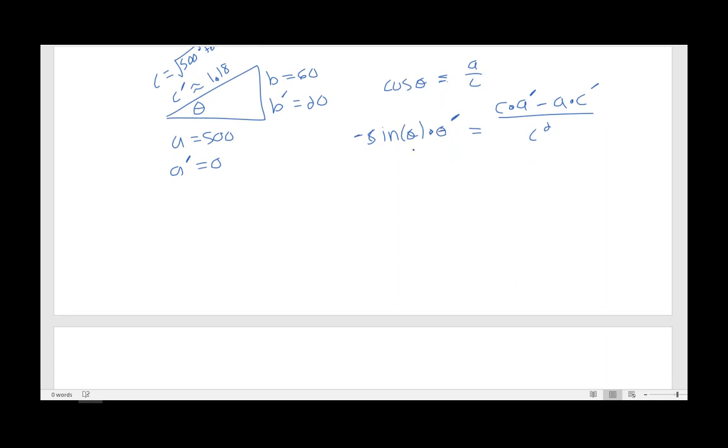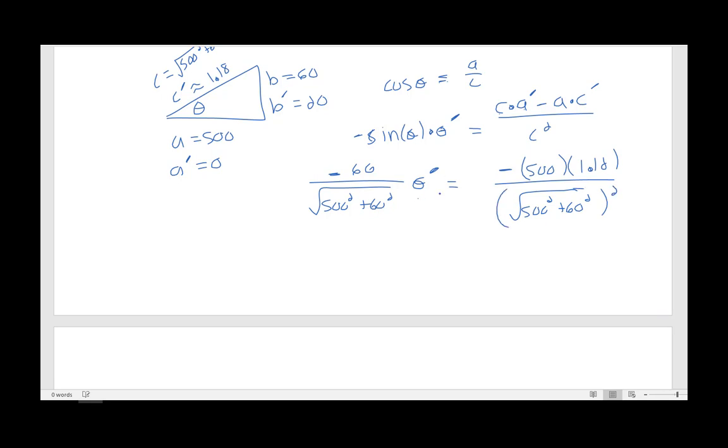So again, theta prime is what I'm looking for. I need sine of theta as a ratio. So sine of theta is 60 over that radical. So I'm going to have negative 60 over that radical, which is the length of the hypotenuse, times theta prime. That's what I'm looking for. And then here we have c times a prime. Now remember, a prime was 0. So I'm going to take c times 0, and that guy is gone. And then I'm going to have a, which was 500, and then c prime was about 1.18. And then all over, I have the hypotenuse squared.